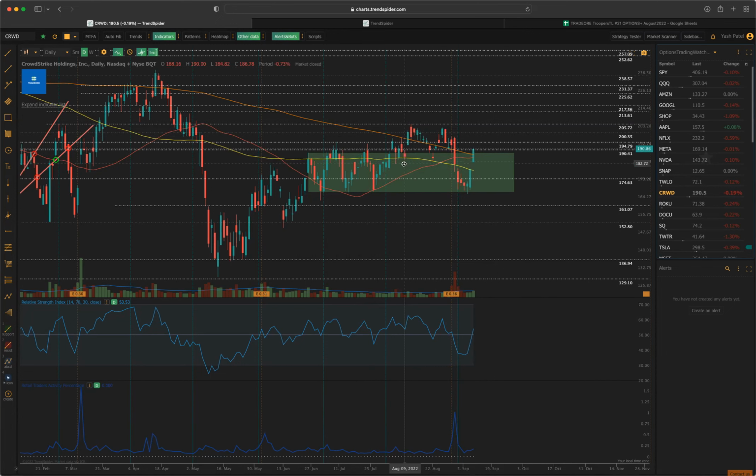Volatility is good if you know how to tame it. And CRWD is one of the names that is very, very hard to tame. So just keep an eye on it. Aim for quick trades and see how that goes.